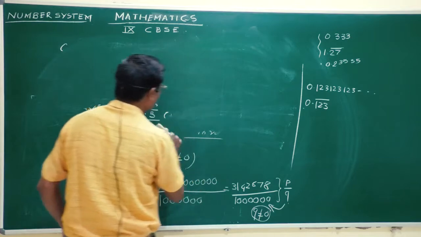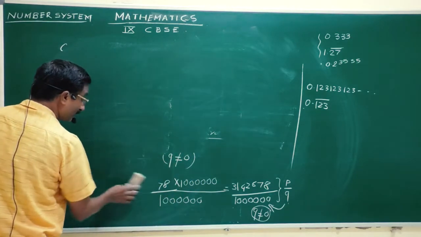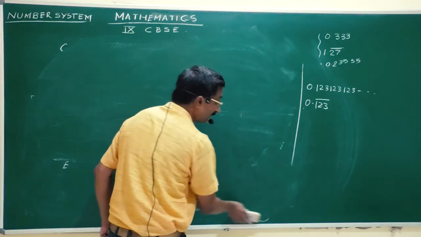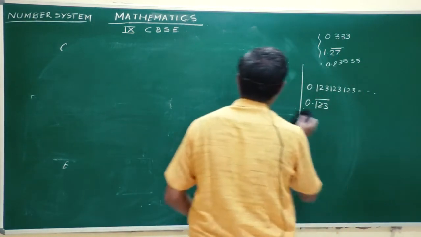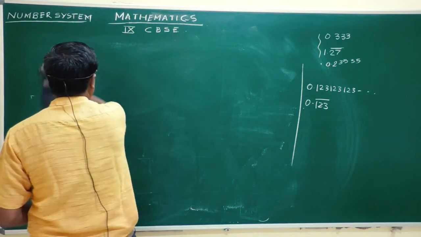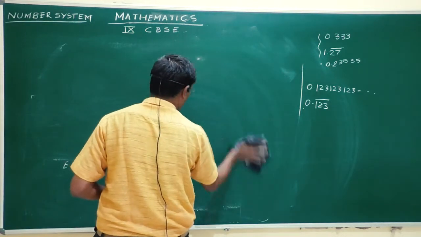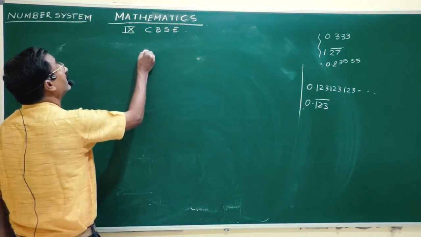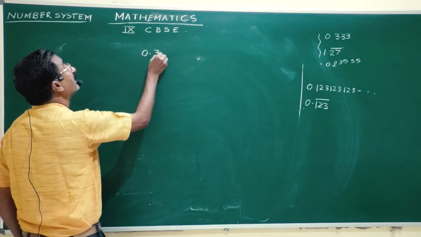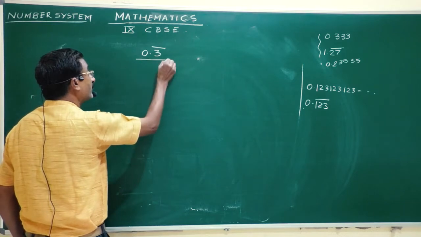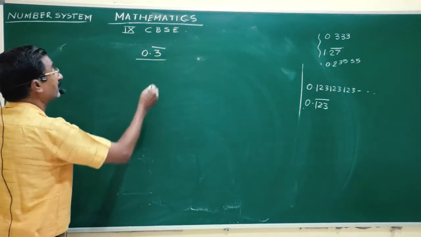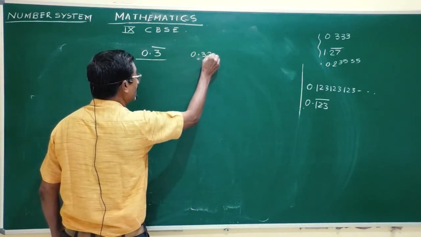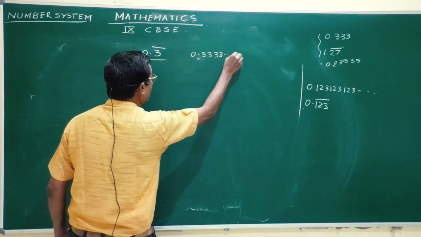0.333333 and so on, meaning 0.3 bar. So you will think how we can rationalize this infinite number, how we can show it in the form of P by Q. It is not very difficult, it's very easy. Now 0.3 bar we have to rationalize. 0.3 bar means 0.3333 and so on.